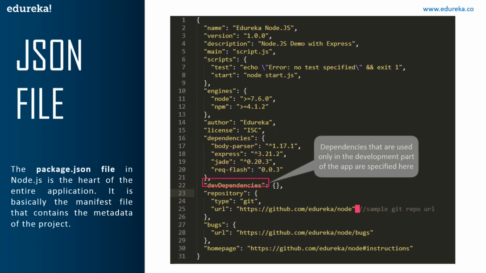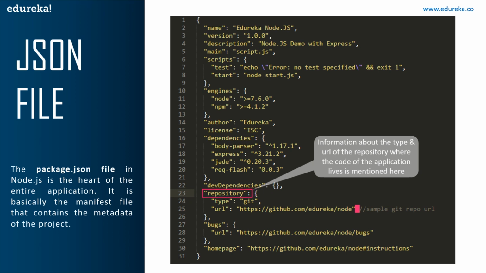Dev dependencies means the dependencies which will be used only in the development environment. Those are specified in the devDependencies section. Repository: information about the type and URL of the repository where the code of the application lives is mentioned here. So a repository type and URL of the package can be specified in this section. Bugs: the URL and email where bugs in the application should be reported can be mentioned in this section.